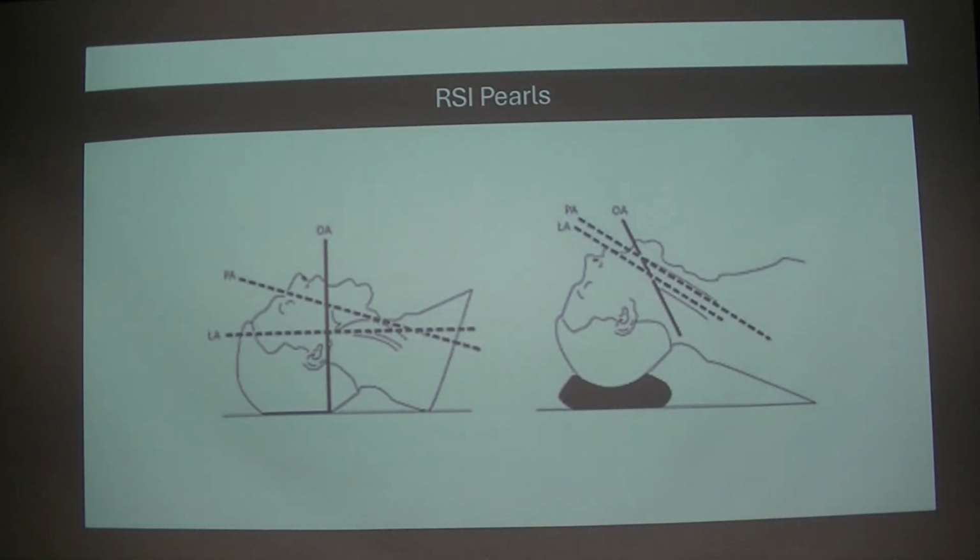This talks about aligning the axes to get the best view on a patient based on how anterior they are. If you're trying to get a view on someone when they are like this, it's going to be very difficult because their larynx is very anterior. However, if you ramp them like this, you align all of the axes and you get a much better view of the vocal cords, even if the patient is anterior.